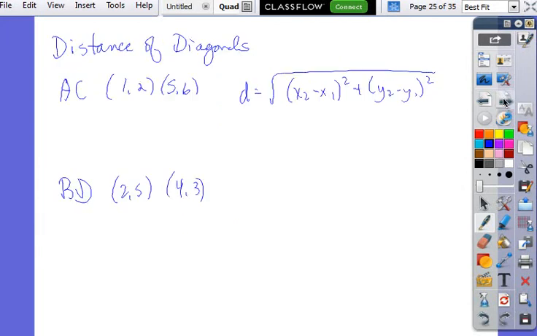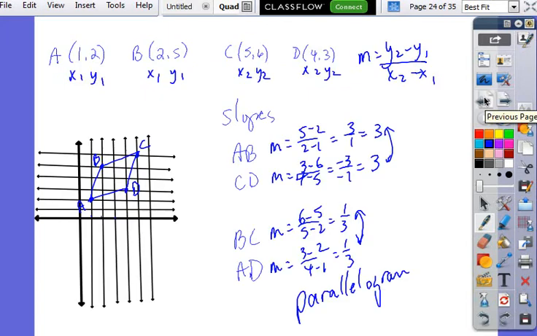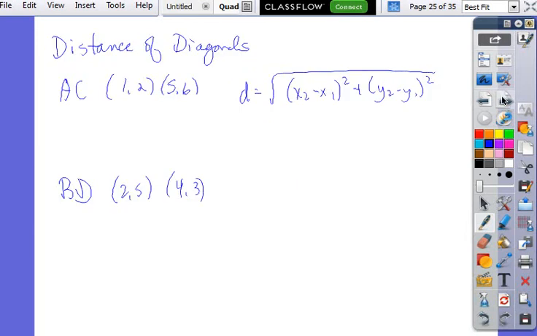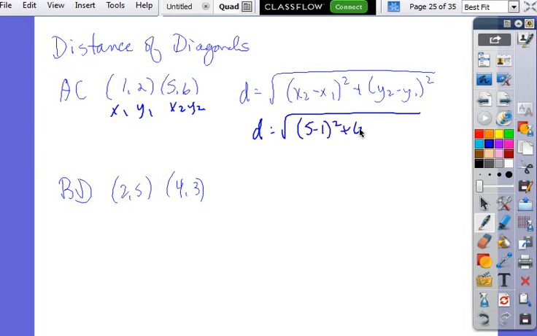I'm going to do the distance of the diagonals. And again, the diagonals now are these going across. There's a diagonal and there's a diagonal. So first one, there's my 1s and my 2s. So I would say 5 minus 1 squared plus 6 minus 2 squared. I get square root of 32.